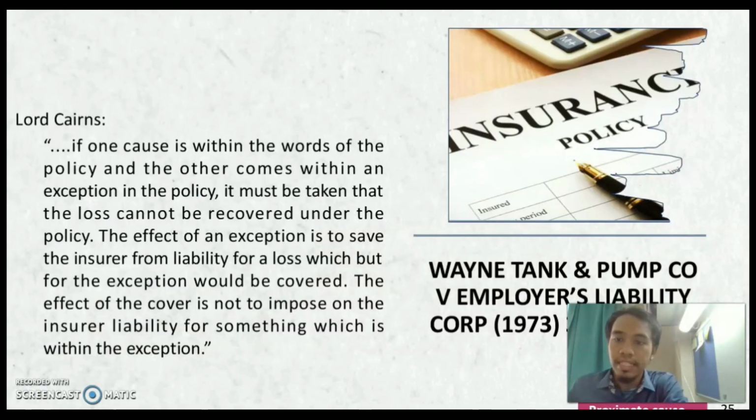Furthermore, in the case of Wayne Tank and Pump Co. v Employers Liability Corp., Lord Denning stated that if one cause is within the words of the policy and the other comes within the exception of the policy, it must be taken that the loss cannot be recovered under the policy. The effect of an exception is to save the insurer from liability for a loss which by exception will not be covered. The effect of the cover is not to impose on the insurer liability for something which is in the exception.